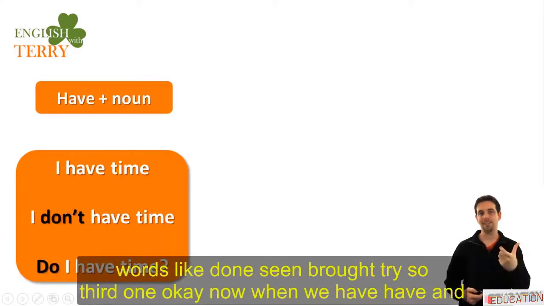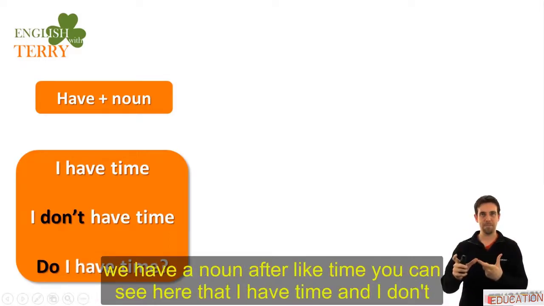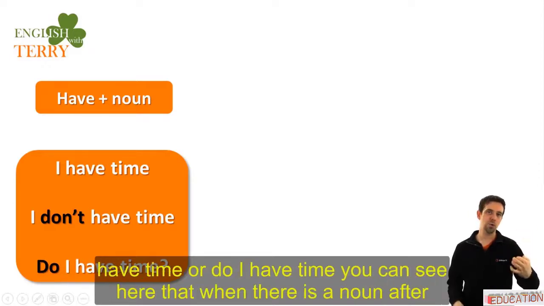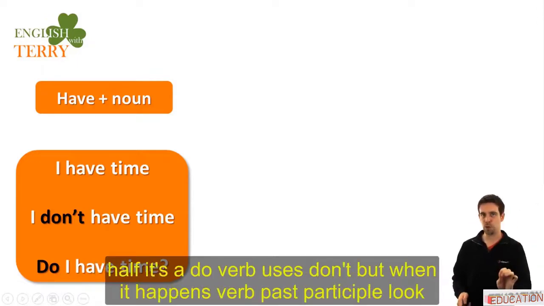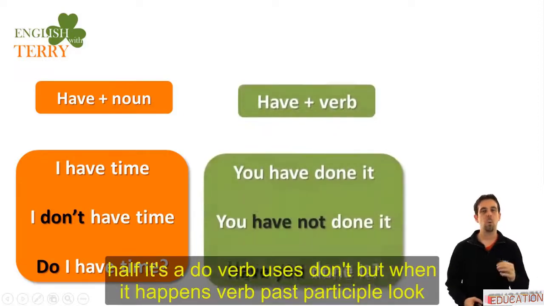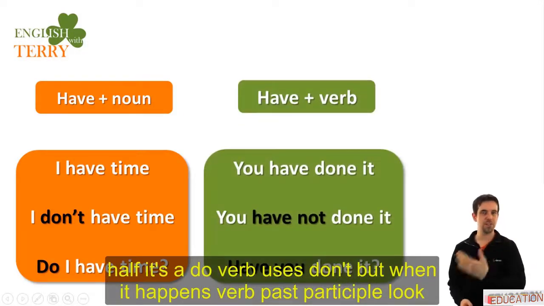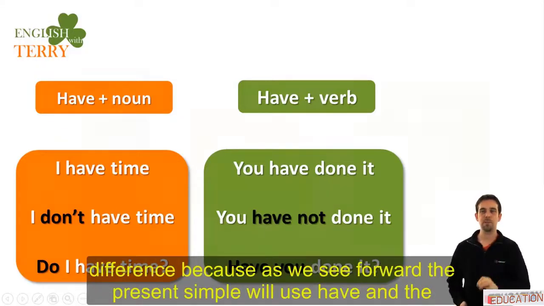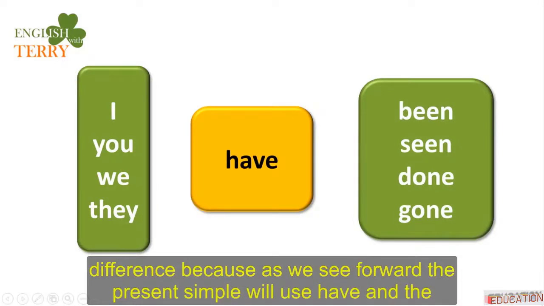Now, when we have a noun after have, like time, you can see here that it's I have time and I don't have time. Or do I have time? You can see here that when there is a noun after have, it's a do verb. It uses don't. But when it's have plus a verb, the past participle, look here that it becomes you have not done it. And have you done it? This is the crucial difference because as we see forward, the present perfect will use have and the verb.